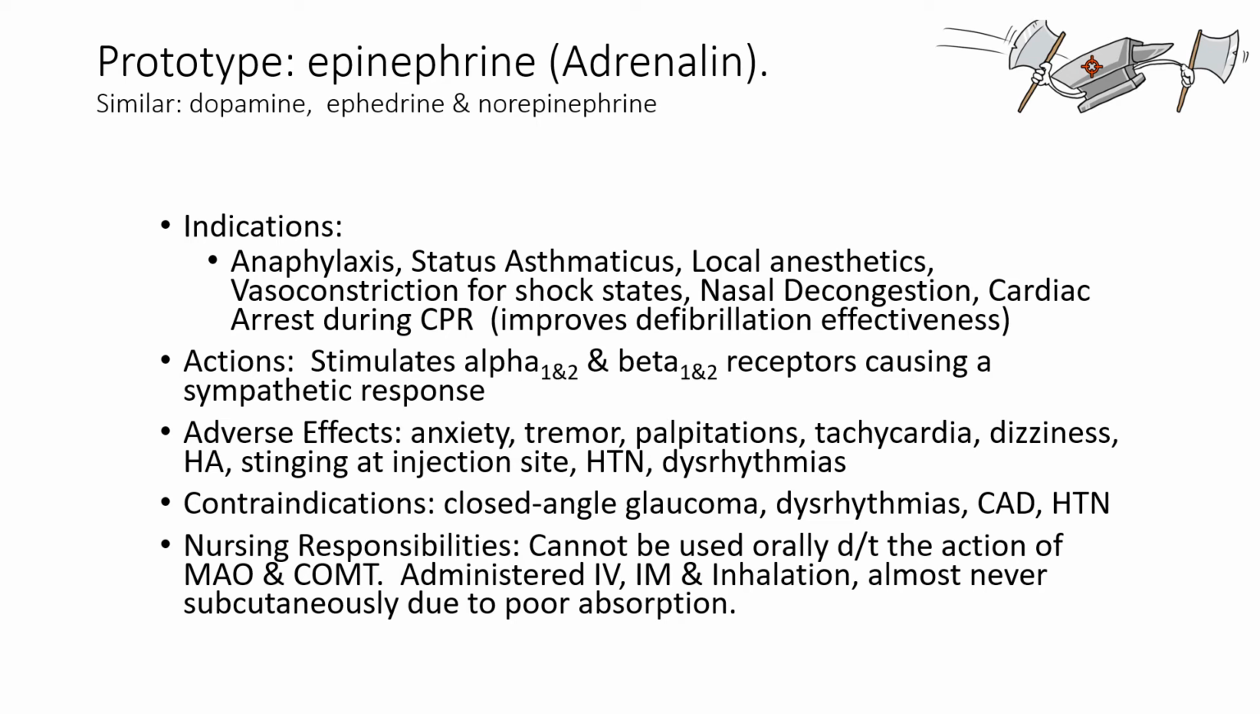Okay, what about status asthmaticus? That's someone who has a severe flare-up of their asthma that just won't improve with the normal therapies that we give. Well, we can use epinephrine for that because it's a beta-2 agonist. It bronchodilates the airways.